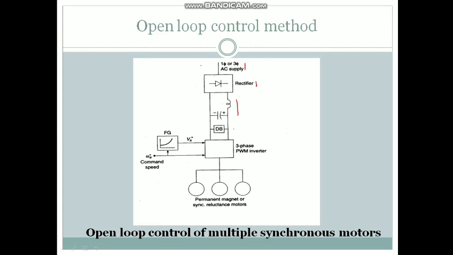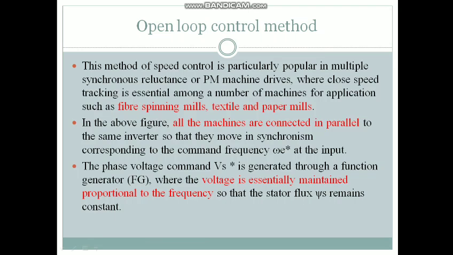The main advantage of the open loop control method is that we can control many motors at a single time. This method is particularly used where close speed tracking is essential. That means a group of machines operating in big factories like fiber spinning mills, textile and paper mills. One point to notice: all the machines are connected in parallel to the same inverter. That is only one inverter, so that they move in synchronism corresponding to the frequency given, the same frequency to all the motors.